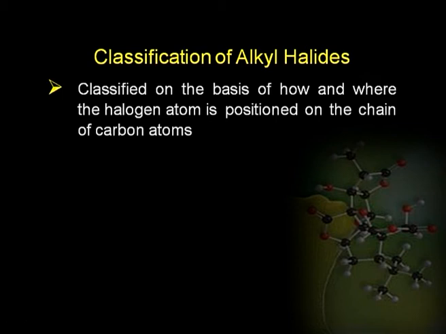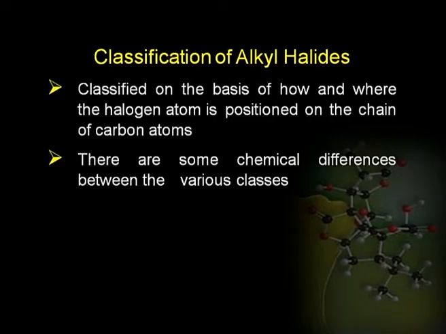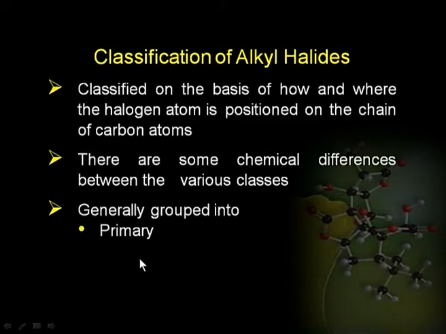Alkyl halides are classified on the basis of how and where the halogen atom is positioned on the chain of carbon atoms. And because of this variability, because of the placement of the halogen atom differently in the chain of carbon atoms, the chemical properties of the alkyl halides vary. And as you shall see when we will be talking about the chemical reactions, they pose a lot of variation in the chemical properties. So, the classification of alkyl halides goes by 3 types. We have primary, secondary and tertiary groups.